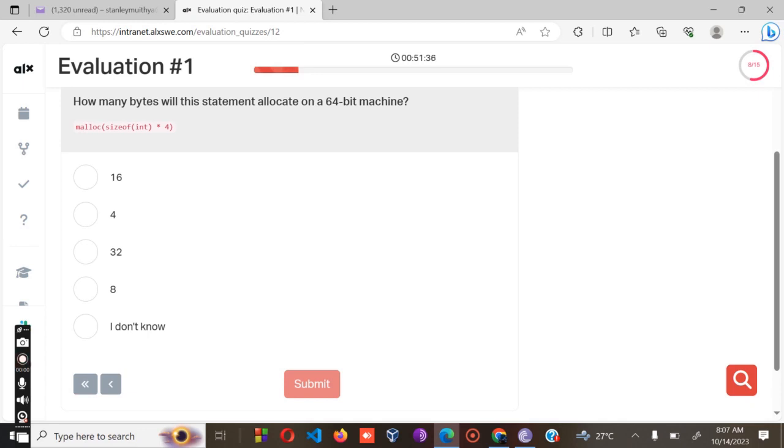Then how many bits will this statement allocate on a 64 machine? How many bits? And the answer is supposed to be 16, because this is 4. 4 multiplied by 4, you get 16.